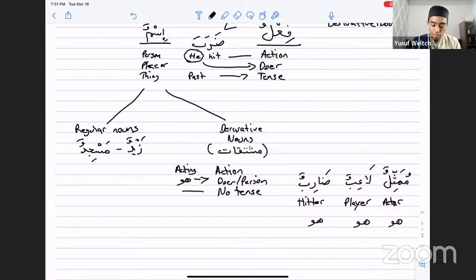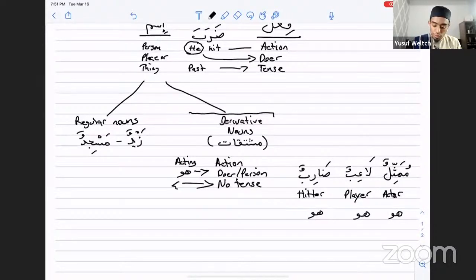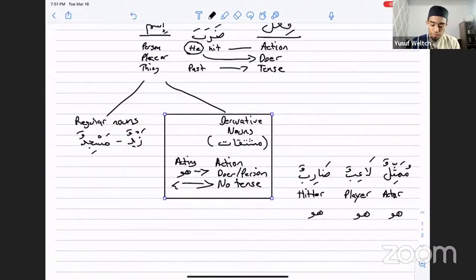And then there's no tense, right? So you don't say mumathil yesterday or mumathil tomorrow. No, right? It's a noun. No noun has a tense. However, you can see that there are similarities between the noun and the verb with regards to other things besides the tense. The tense is the biggest difference between a verb and a noun. No noun has a tense, and all verbs have to have a tense. Whereas the derivative nouns, they are the closest thing to resembling the verbs, but they're still nouns, so there is no tense.